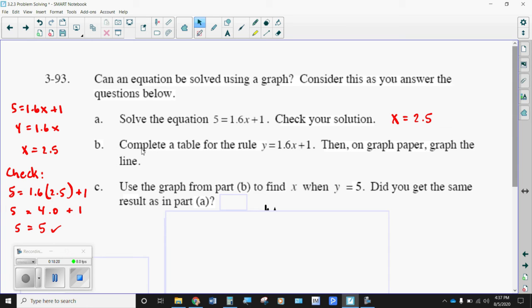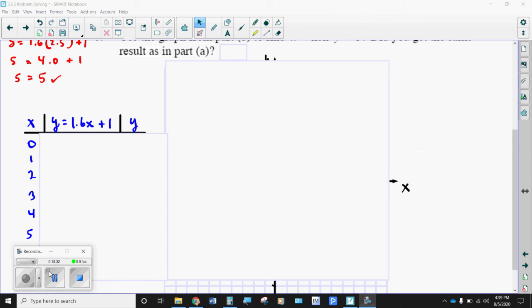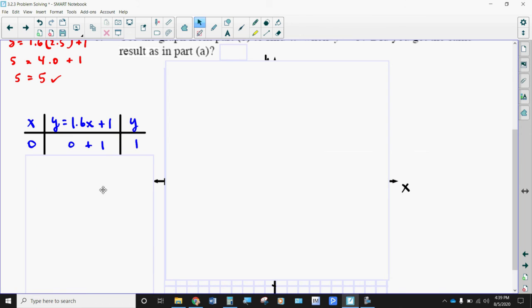Now, complete a table for the rule. All right, let's see how you did. First off, I'm just doing the mental math. We know 0 times anything is equal to 0, so one of the points on our graph has to be 0, 1. When x is 0, y is 1.